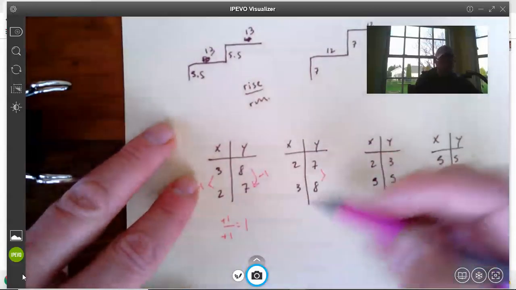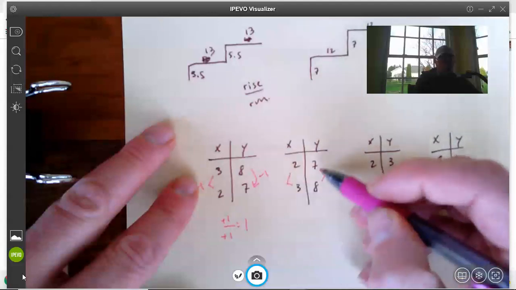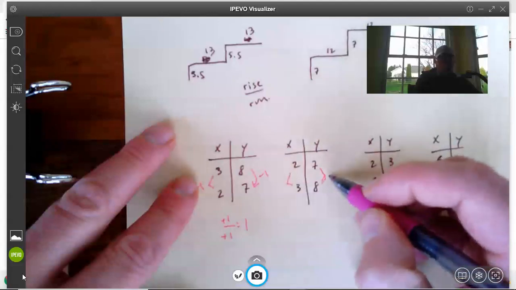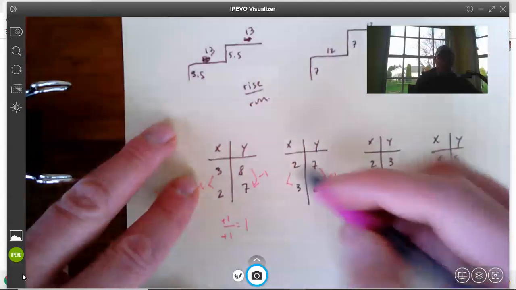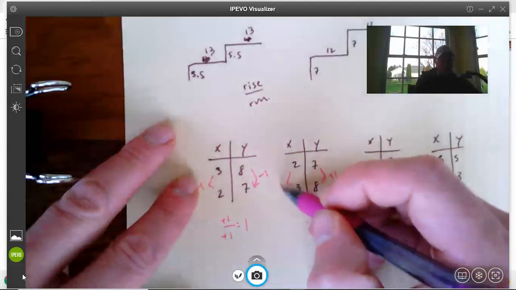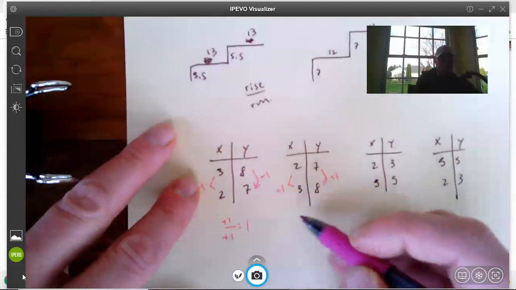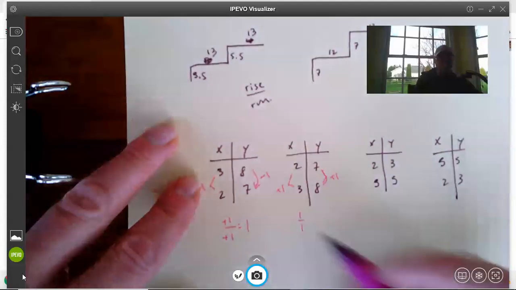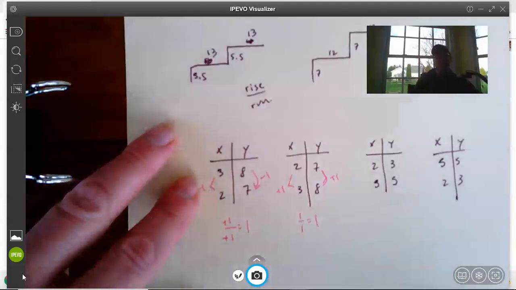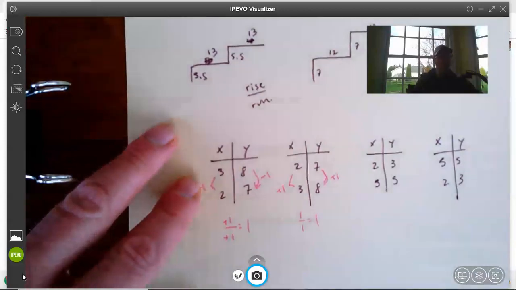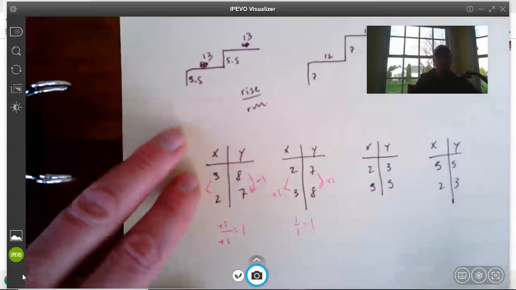Notice I can reverse the order of the points from 2, 7 to 3, 8. Right? And from 7 to 8 gives us a positive 1, because 8 minus 7 is 1, and 3 minus 2 is 1. Those are both positive, so we get 1 over 1, which is just 1. So our slope calculation doesn't depend on which direction we're traveling, although we use direction when we do our calculations.